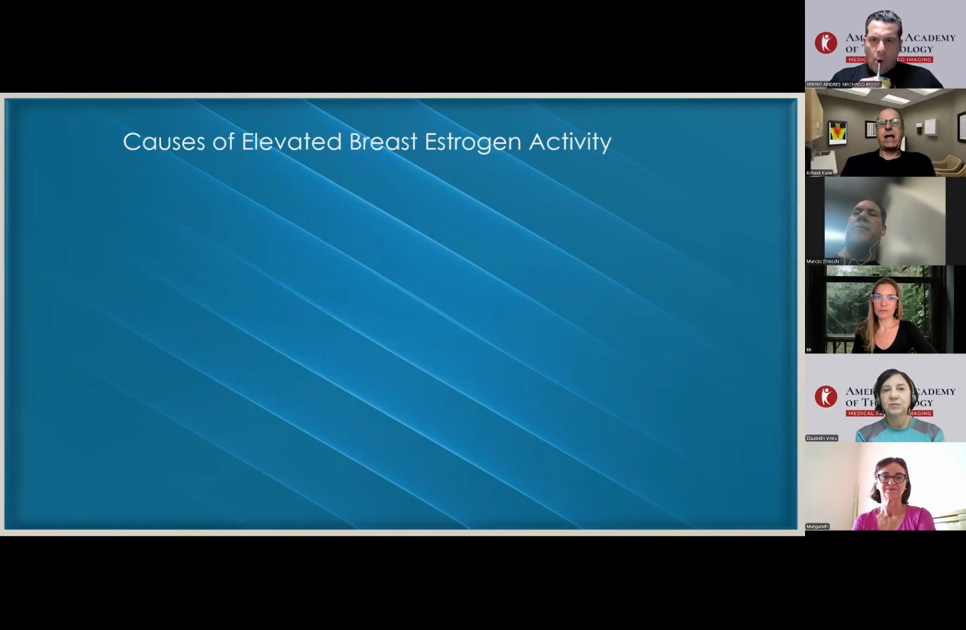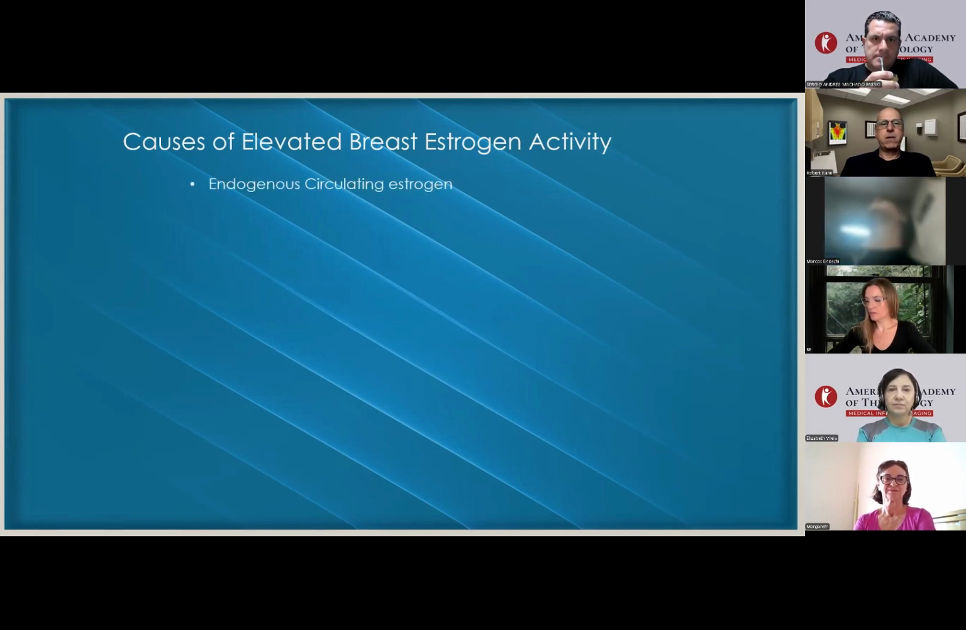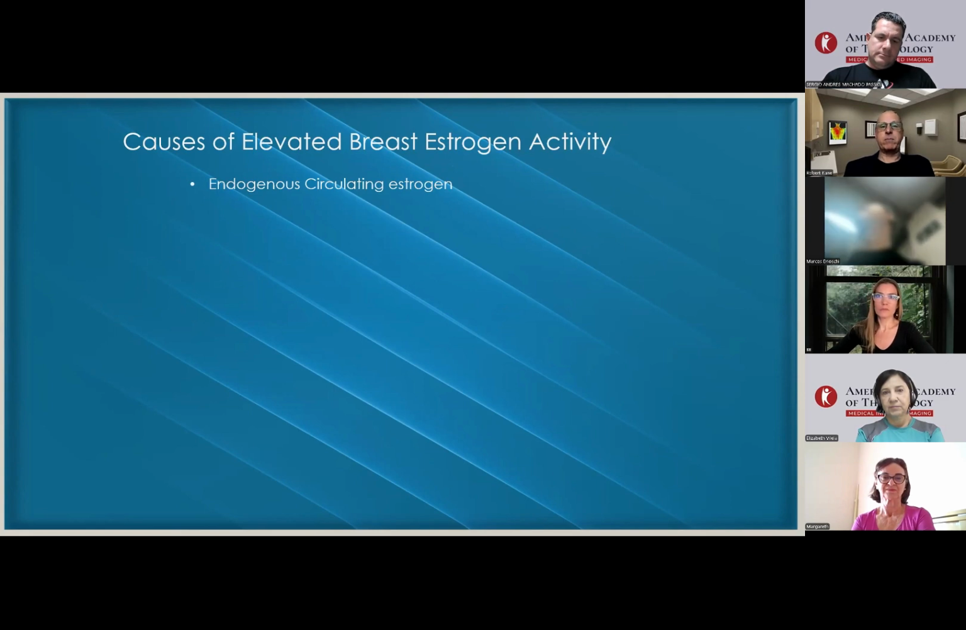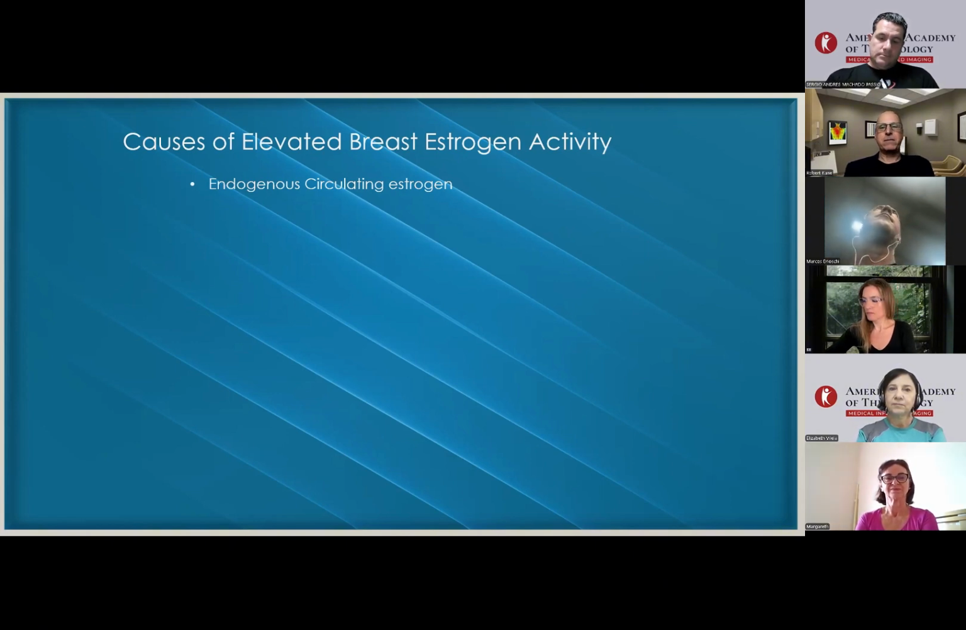So now what can cause elevated breast estrogen activity? We now have a way to potentially narrow down that it might be occurring. What are the things that can actually cause it? Well, number one, endogenous circulating estrogen is definitely going to cause it. So if a woman has some sort of estrogen imbalance where she might be producing more estrogen than normal, we may see more stimulation. Also, remember, we talked about that we're looking at activity versus concentration. So if a woman has more sensitive estrogen receptors or a higher number of estrogen receptors in her breast tissue, she may be more reactive to the circulating estrogen that's already there.